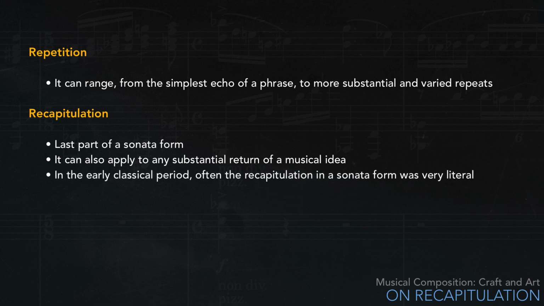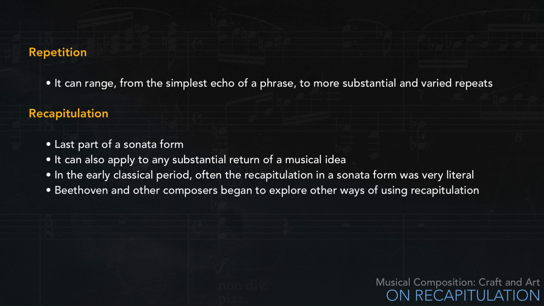In the early classical period, often the recapitulation in the sonata form was very literal, changing only the second theme or group of themes so that they stayed in the tonic instead of modulating away to the dominant or relative major. Gradually, Beethoven and other composers began to explore other ways of using recapitulation.